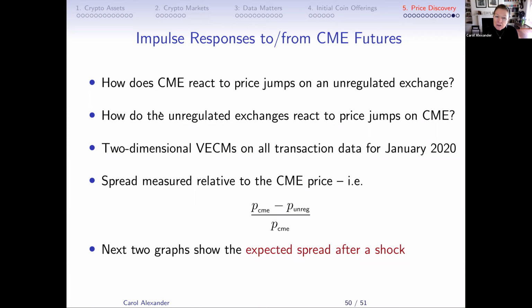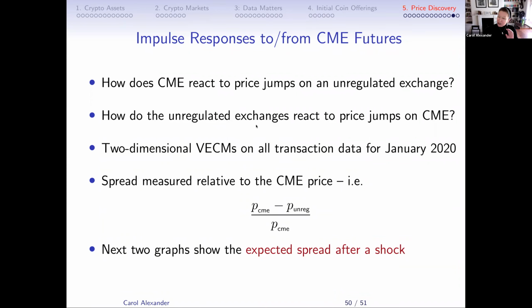So how long, the other way around, if there's a price jump on CME, as there often is just before settlement, do the unregulated exchanges react much to that or not? So for that, we're going to do two-dimensional vector autoregressions.